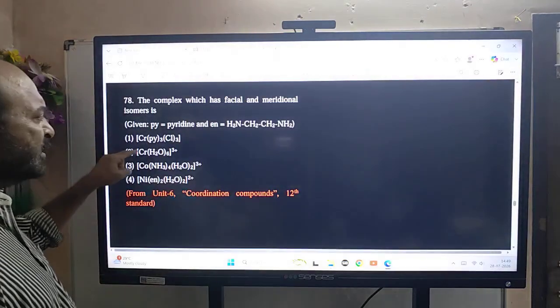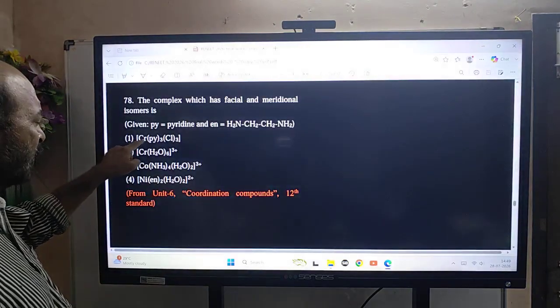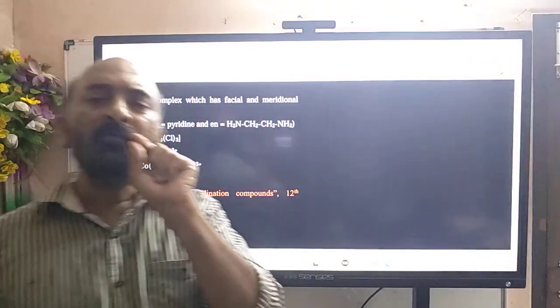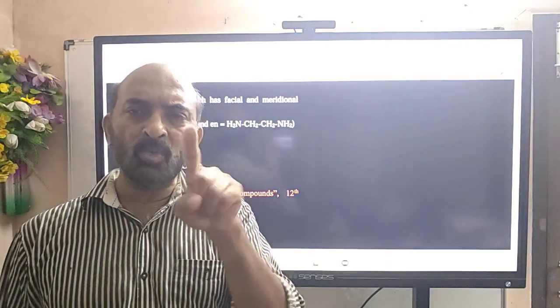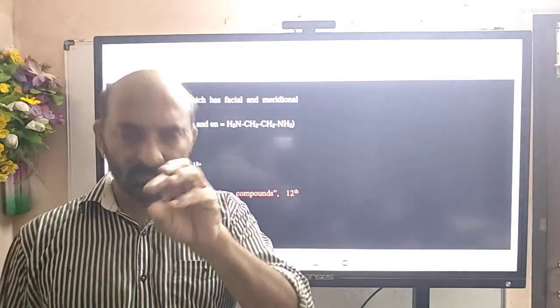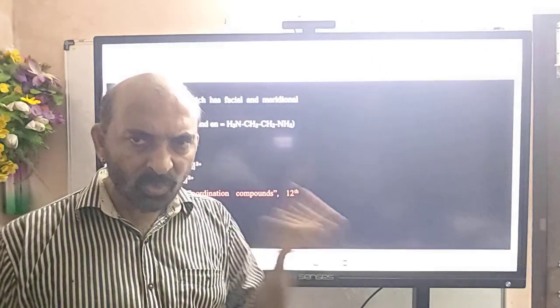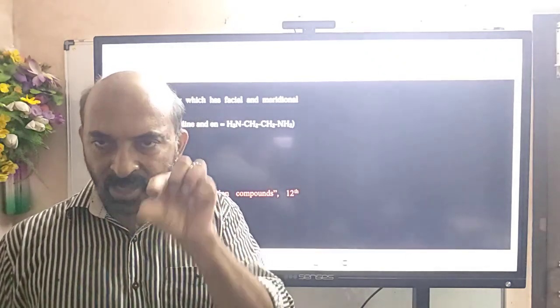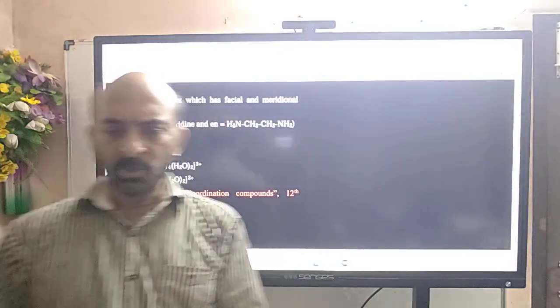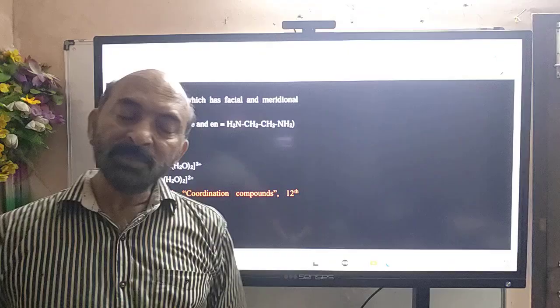And what is this facial meridional thing? Let's see. Pyridine is a benzene ring where one of the CH groups is replaced by a nitrogen atom. It is an aromatic ring where one of the CH is plucked out and N, not NH, N is placed back. That is pyridine.